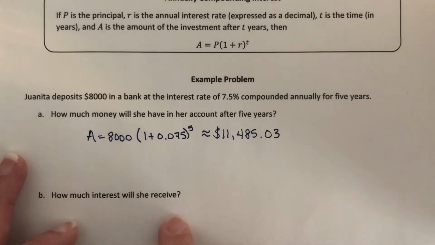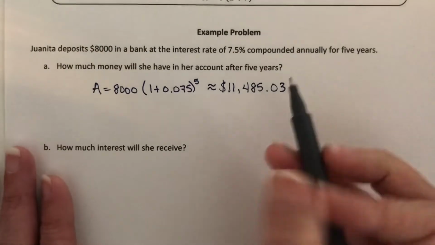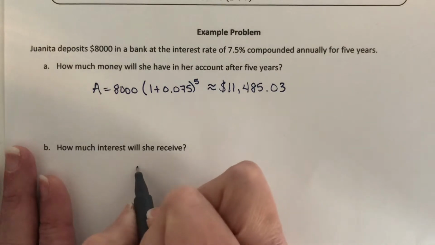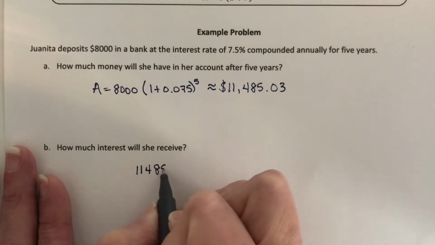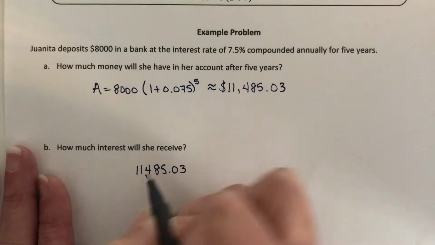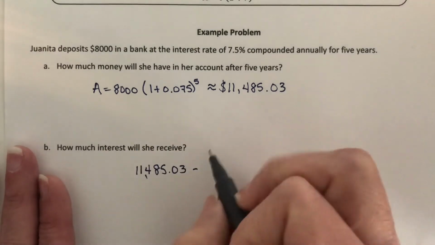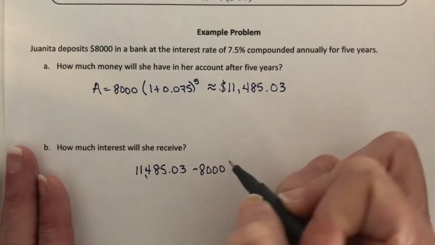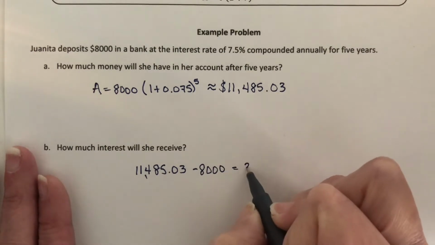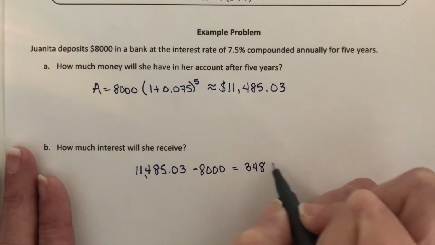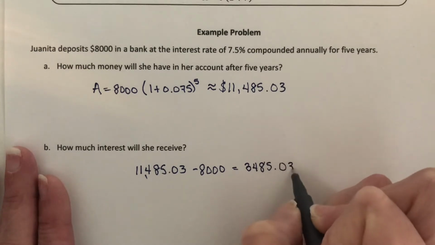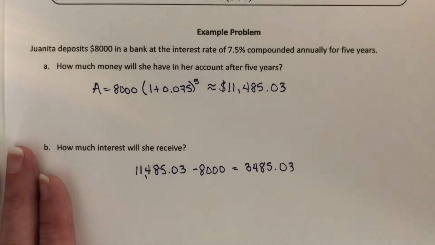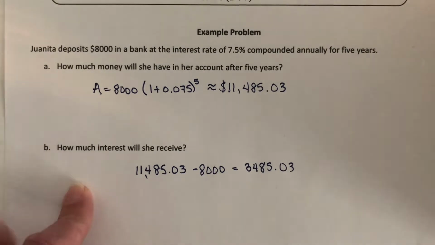Now, how much interest will she receive? Well, you take the amount after 5 years and subtract away your principal, what you started off with. So you get $3,485.03. Okay, so this is if you are investing, if it's compounded only once a year.